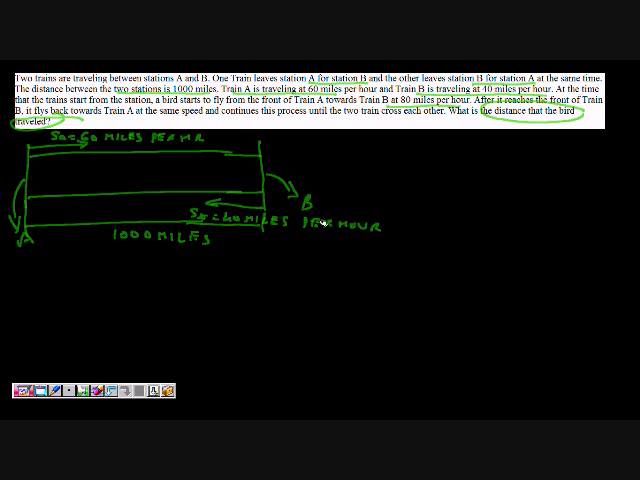We are also given that there is a bird. Let's say this is the bird, and it starts to travel from the front of A as soon as A leaves the station, and it travels towards B at 80 miles per hour. Let's visualize the bird here a little bit. We are supposed to find out the distance that the bird traveled. Let's say the two trains cross each other here.